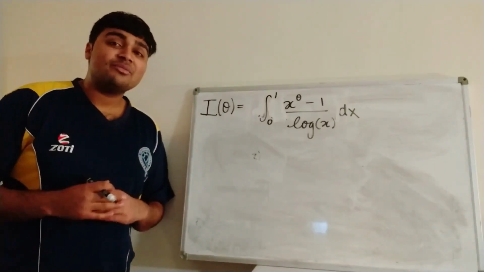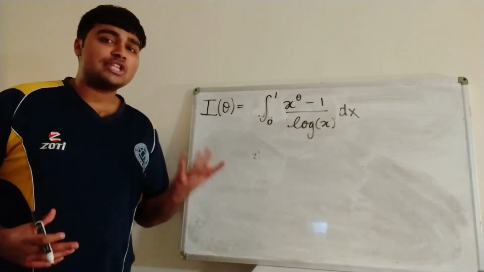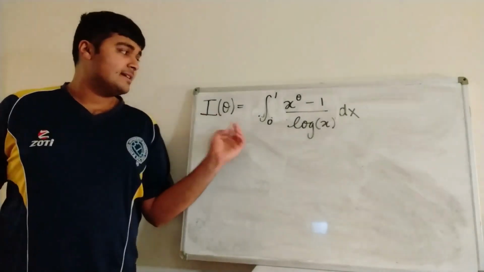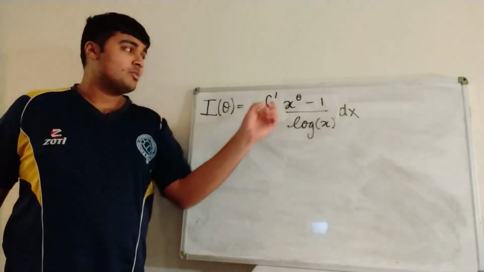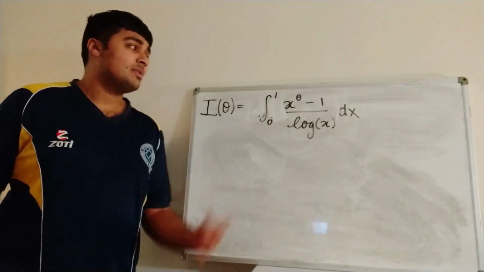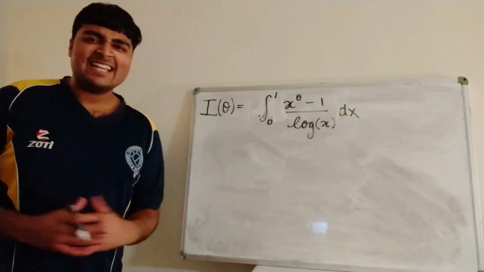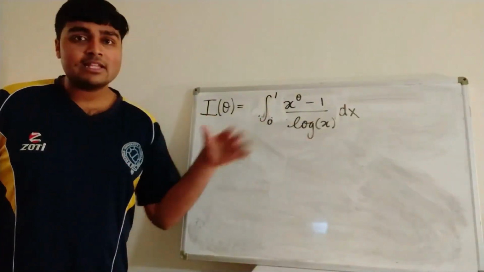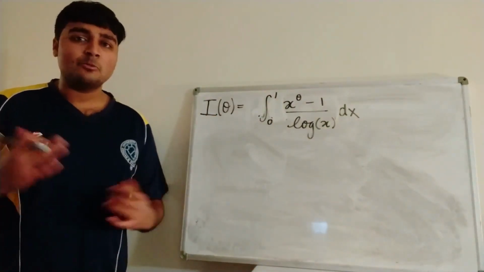Okay, so the way we're going to solve this problem is in fact by considering a more general class of integrals. So we're going to consider this function here, I(θ), and it's going to be the integral from 0 to 1 of (x^θ − 1) / log x dx. Essentially what we want to do then is find a closed form for I(θ), and then just plug in θ = π, and then we'll be done.